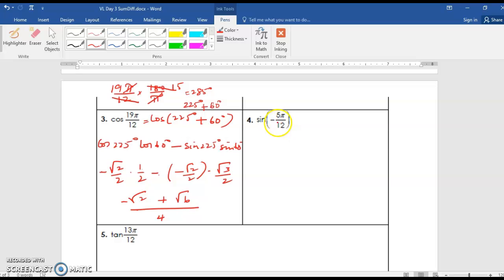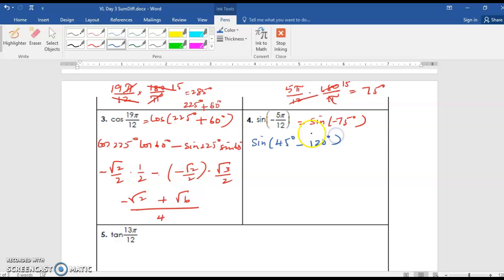Okay, so now this is a negative angle. So let's convert it into degrees first. And so this becomes 75 degrees. But this is a negative angle. It's okay. So this is sine of negative 75. So you can split this as sine of 45 minus 120. That's the best I can think of. And I will leave it to you. I want you to try it, okay? You try it.